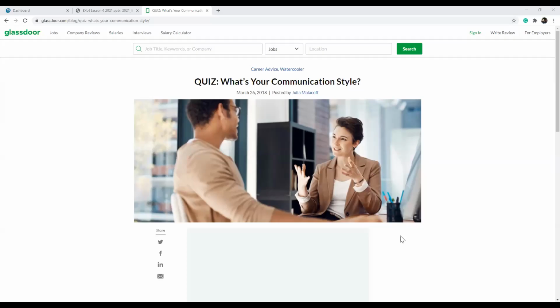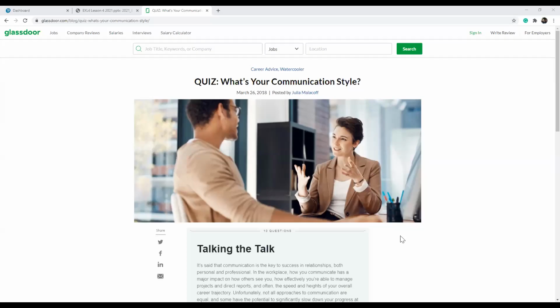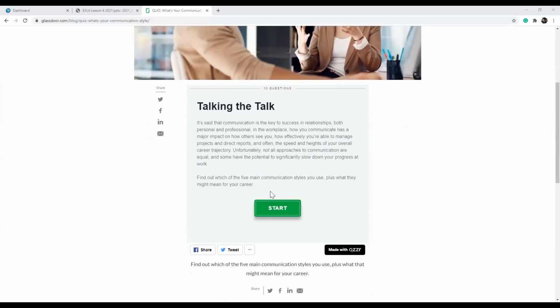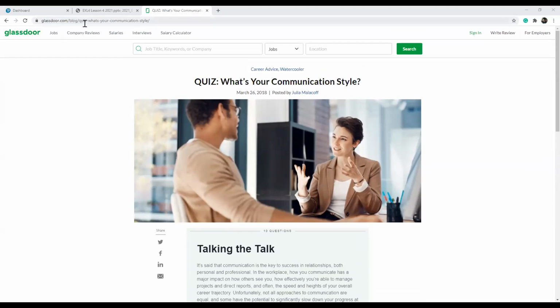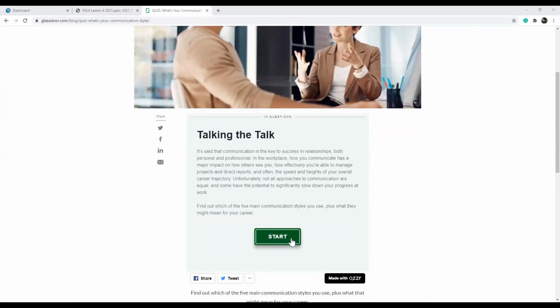Okay, so let's see. I'm going to apply it to my communication style. I'm going to find out what my communication style is, but I want you to do yours specifically. So let's start the quiz. You're going to go to glassdoor.com/blog/quiz what your communication style /. So let's get started and do the quiz. I'm going to do it with you.